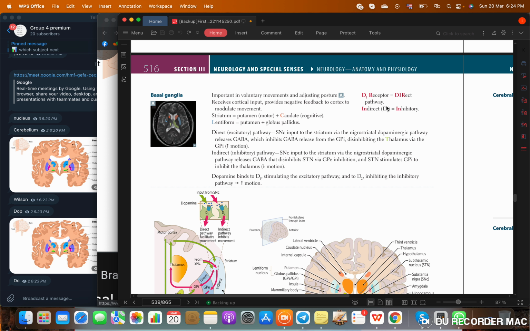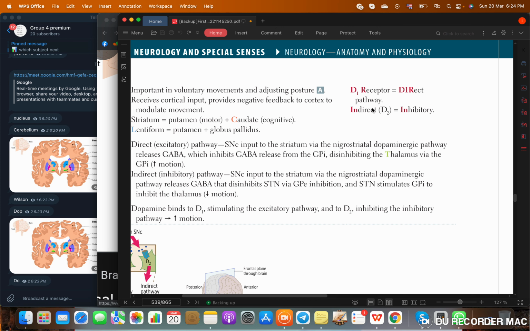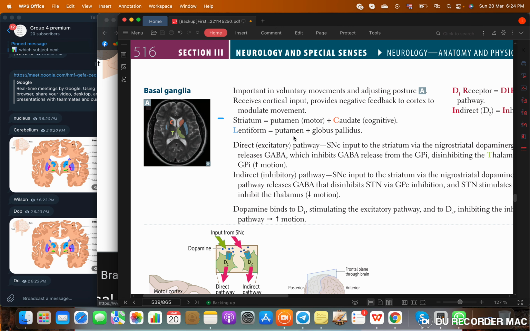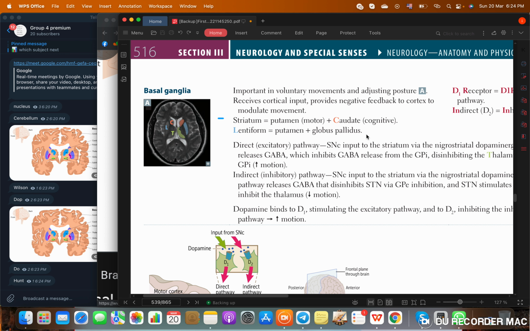The next thing, however, I want you to know is that only the precentral gyrus controls the movement. So the next thing goes like this. The striatum is the putamen plus the caudate. The putamen is for motor movement and the caudate for cognition, and this will be destroyed in one disease. I don't expect you to know which disease it is because we did not study it yet.